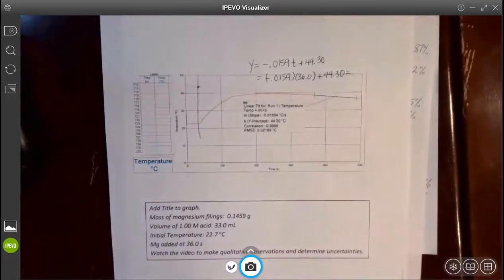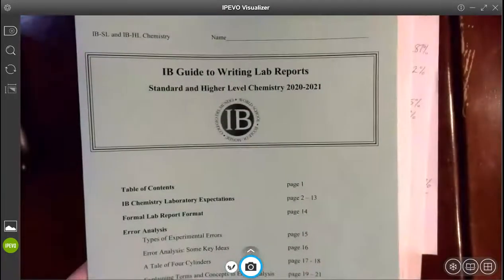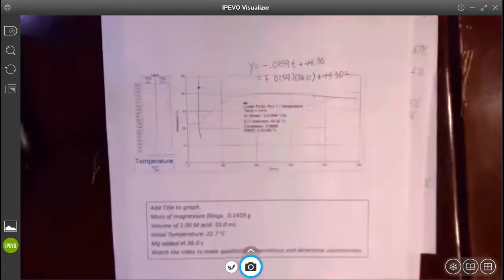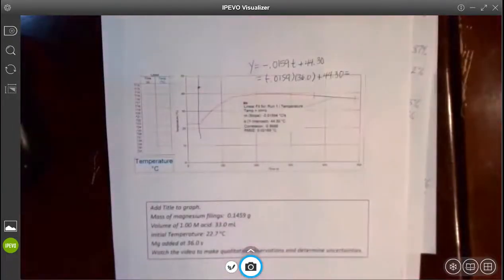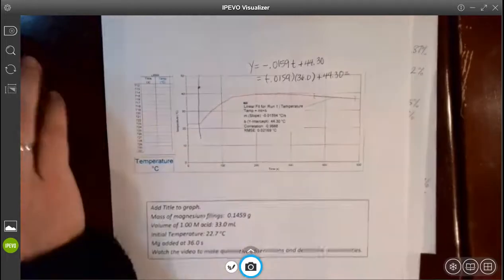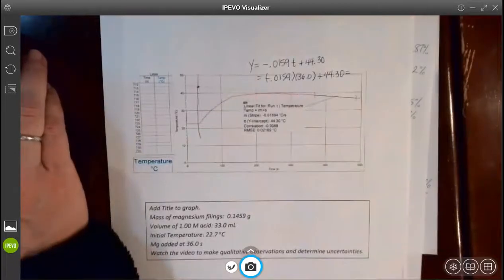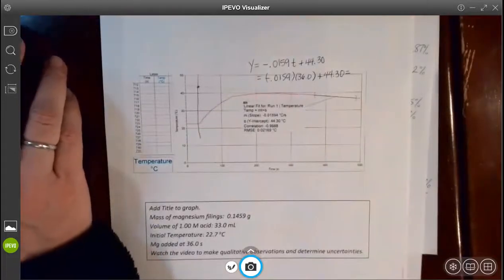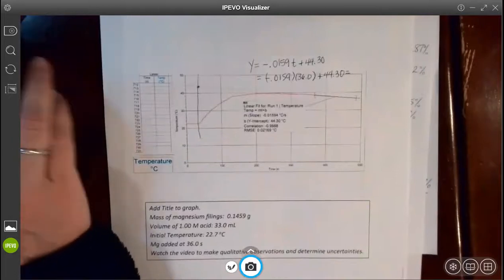In addition, you can look at your IB guide to writing lab reports. All right, and you can see how all of these different criteria will be graded that are listed on page 3 of your lab handout. So please come to class prepared to ask questions about this, and you can let me know how you're doing with your calculations.